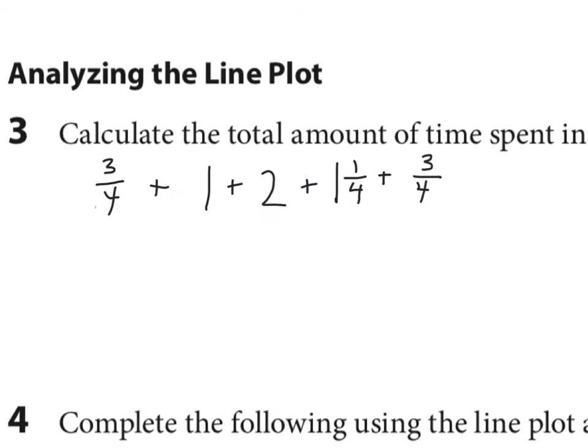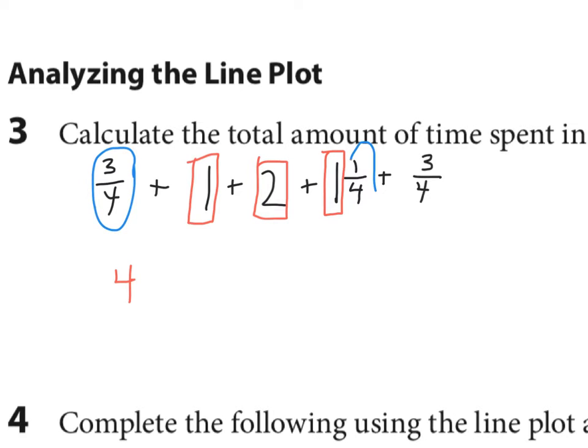And I don't know if we have too much experience doing this type of addition, but let's put all of the whole numbers in a box and add those first. And that makes it really simple. 1 plus 2 plus 1 is going to give us 4, right? But what we're left with is adding some fractions. 3/4 plus 1/4 plus 3/4. Okay, now how are you going to do that? I don't know, up to you.